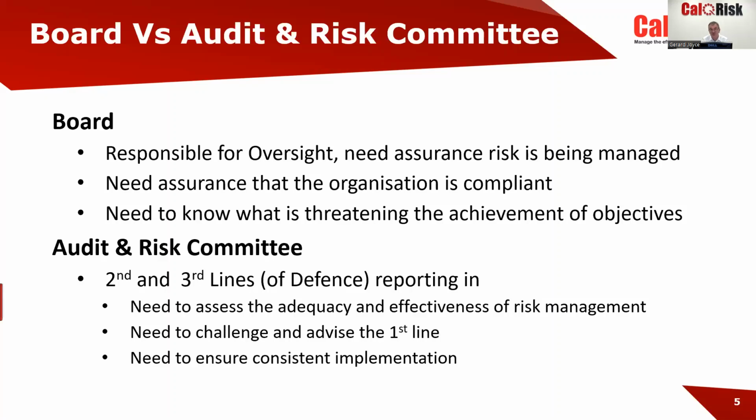Now, the second and third line, the risk management officer and the internal audit, who either are in this meeting or they're reporting into the subcommittee of the board, they need to assess the adequacy and effectiveness of the risk management, because they need to give this committee and therefore the board that assurance. When looking at the organisation, they need to challenge the first line. They need to challenge if the controls are effective or if they're the appropriate controls.